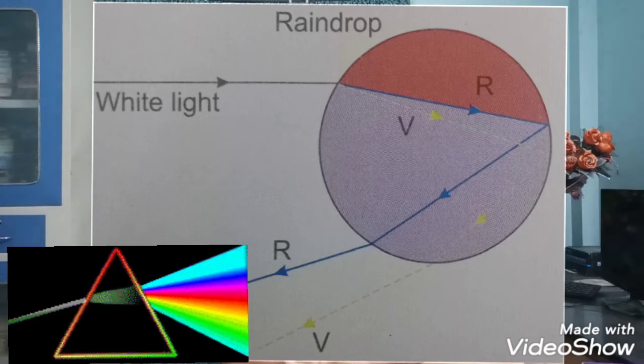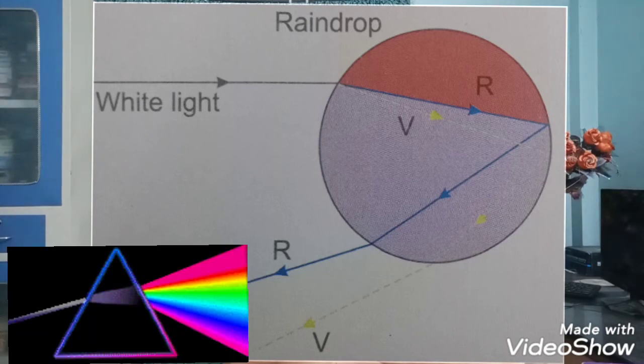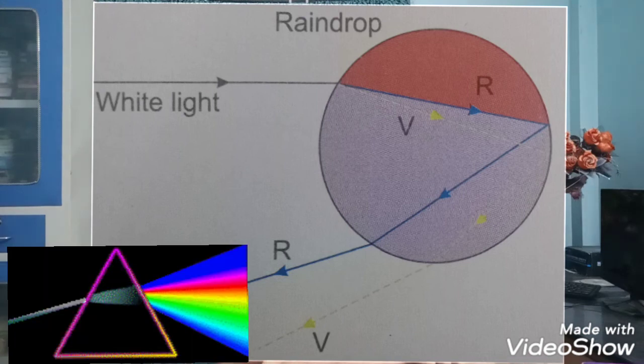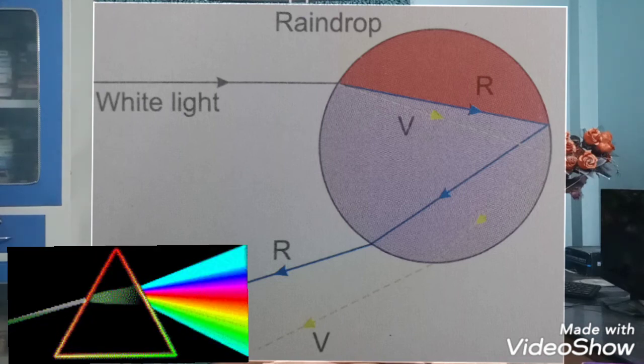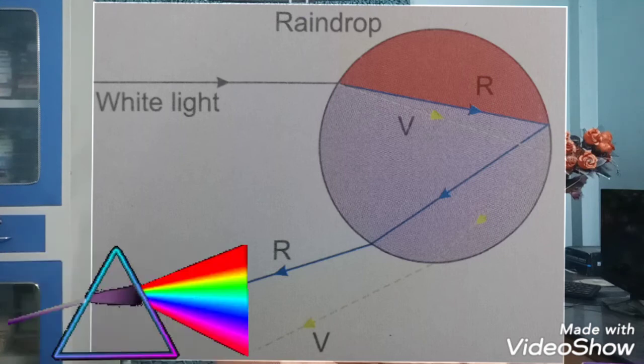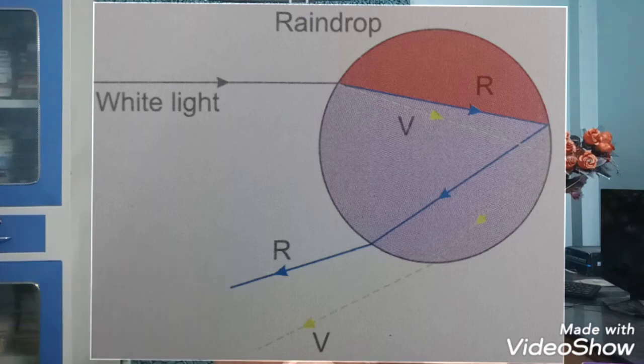Now, what are the conditions for this rainbow? What should be the conditions for the formation of the rainbow? Number 1, there should be suspended particles of water in the air. Second, a rainbow is observed during a rainfall or after a rainfall, not before.